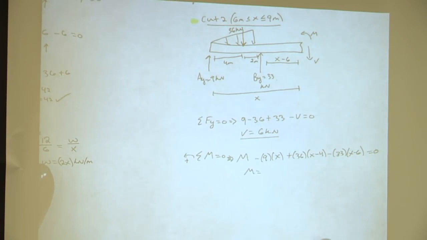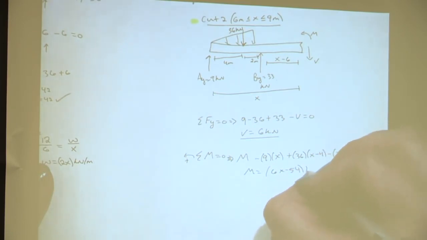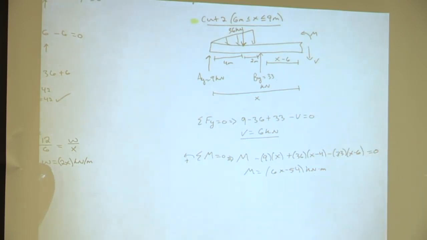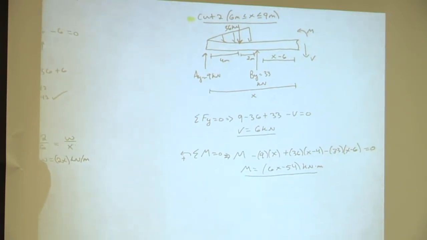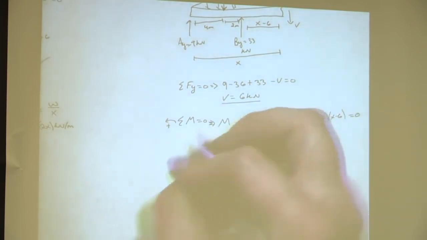And then what's our moment equation? Actually, I'm going to calculate that one out again because it can take a while, so you should get 6X minus 54 kilonewton meters. Okay, and what do we do with this equation? Evaluated at 6 and 9. Awesome, so evaluate it at 6 meters and 9 meters.